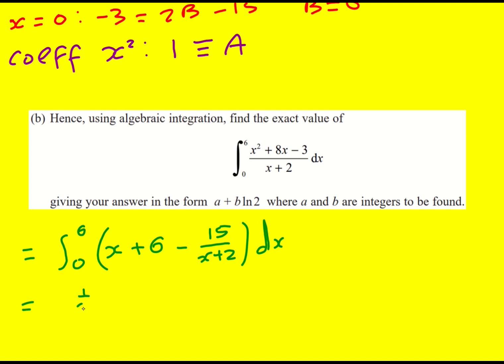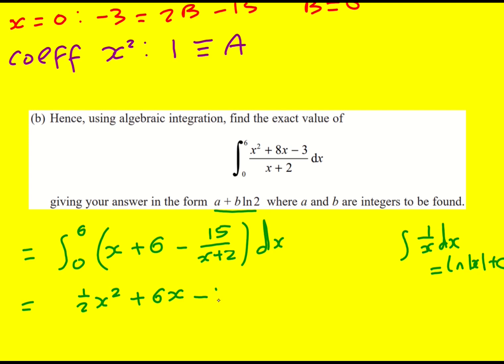So integrating gives us a half x squared plus 6x. By the way, you can't just put this in your calculator because we're being asked to write it as a plus b ln 2. You can use your calculator to help you, of course. This one here is a 1 over x kind of integral. Don't forget 1 over x integrated is ln the modulus of x plus c. This is very similar. We use the chain rule to help us, but the plus 2 actually doesn't affect anything.